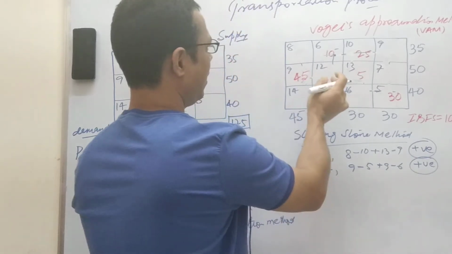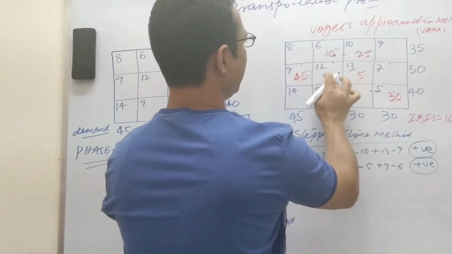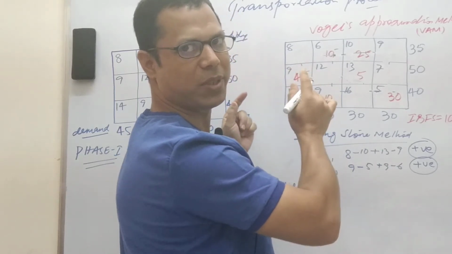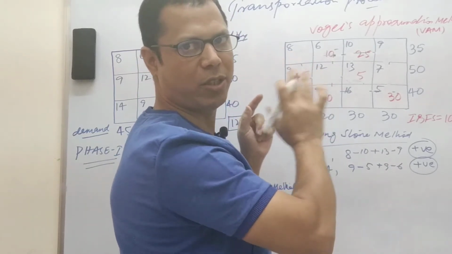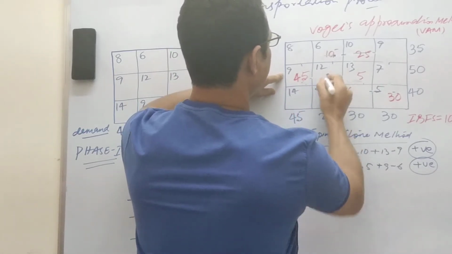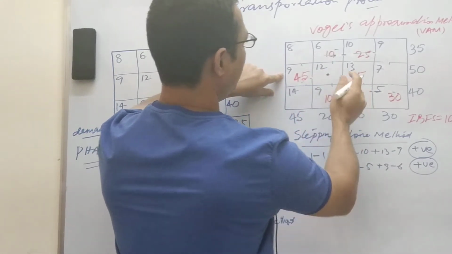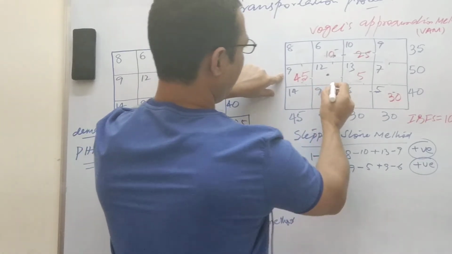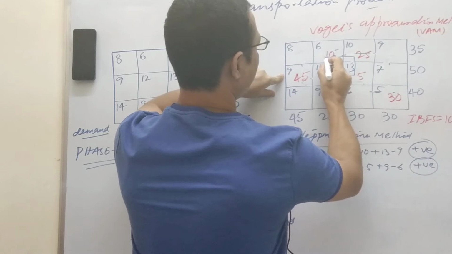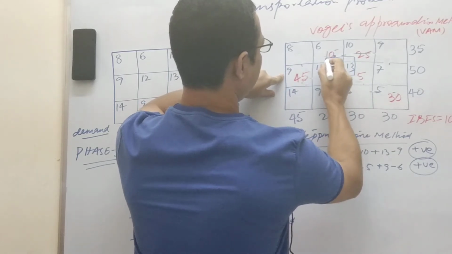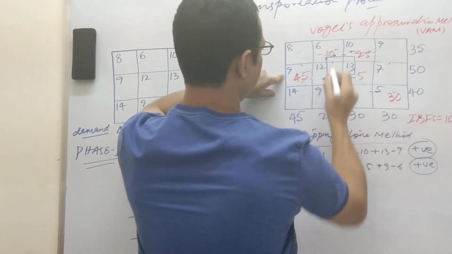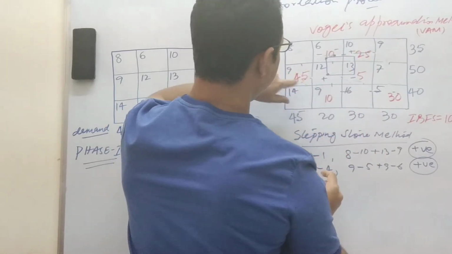If none of the cells is found suitable, it means this result itself is an optimized result. It means Vogel's approximation method has already given the optimized result. Now if we consider this cell, we need to move to some allocated cell. Which cell is allocated? This one is allocated, this one is allocated, this one is allocated, this one is allocated. Now it's going to form a cycle: plus, minus, plus, minus.